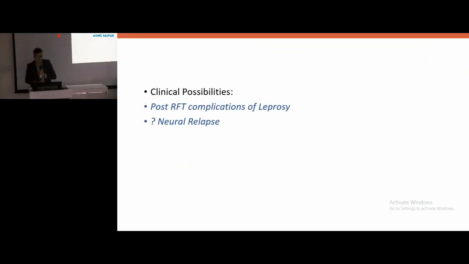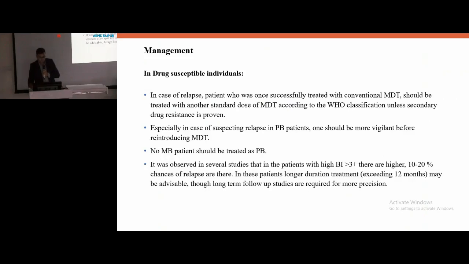So the clinical possibilities in this patient were post-RFT complications of leprosy, and because this many nerves were involved, it could be a neural relapse. But we hardly find any mention of solitary neural relapse in the medical literature documented till now. So these were the clinical possibilities which we should be open to.